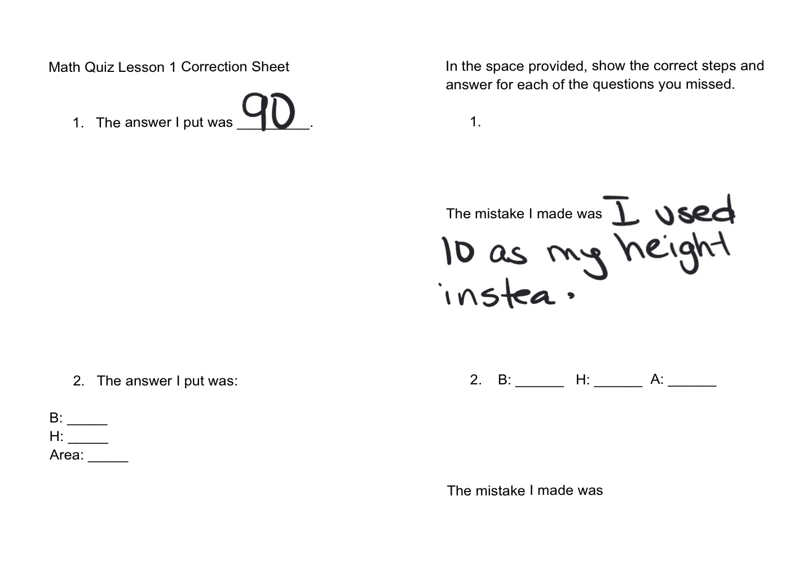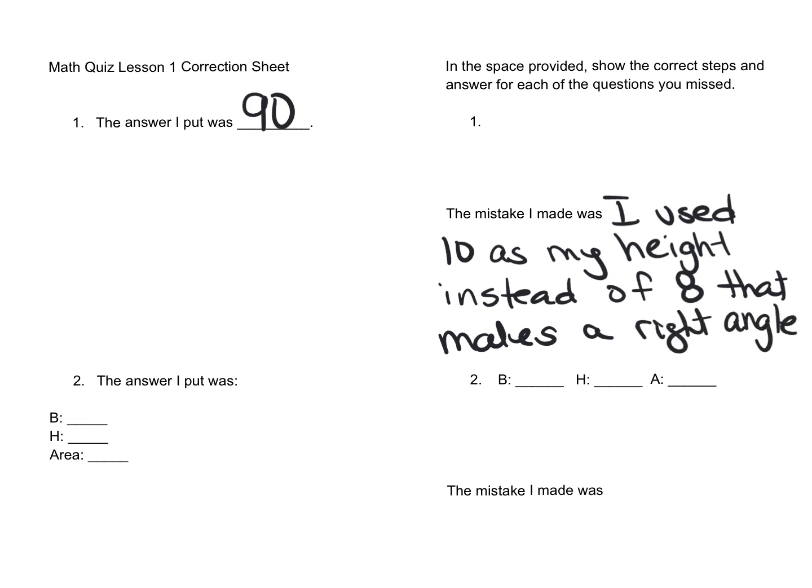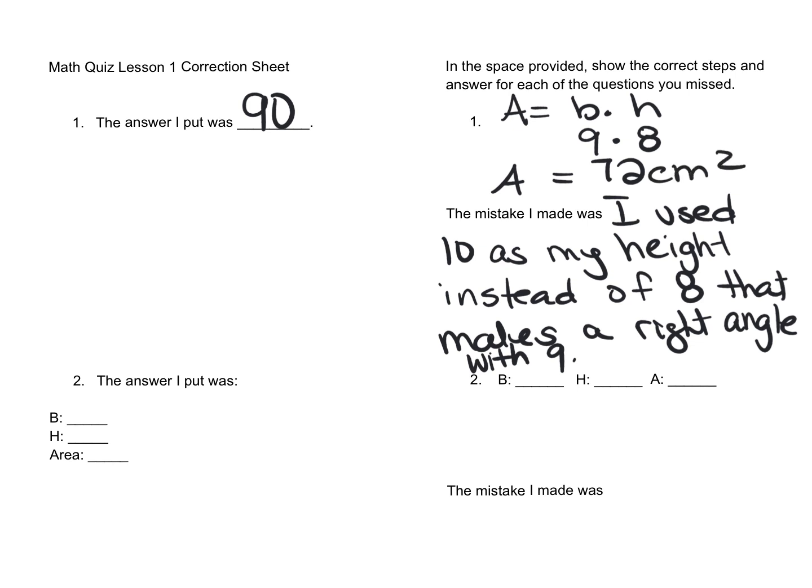instead of 8. That makes a right angle with 9. And so I'm going to show over here that I should have said A equals base times height, that my base was 9, and my height was 8, and that my A equals 72 centimeters squared.